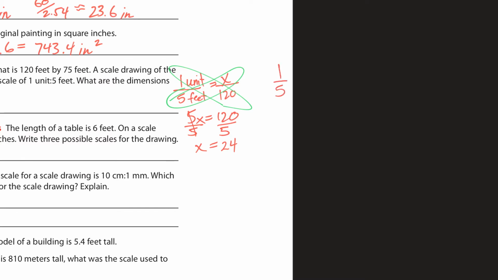I'll go quick. 1 over 5 is equal to, and we want to find what the other one is, I could see it peeking out right over there, 75 feet. So it's going to be x over 75. When I cross multiply, I would have 5x equals 75. I divide both sides by 5 again, and that would be, I believe, 15.